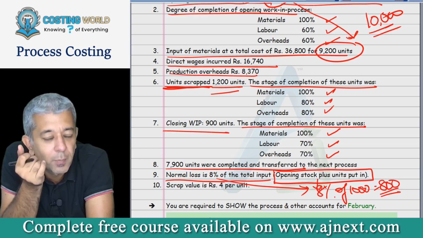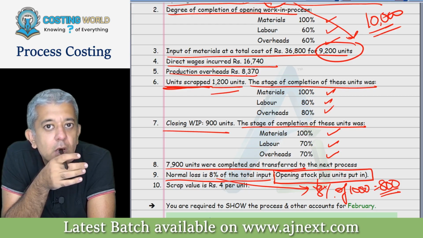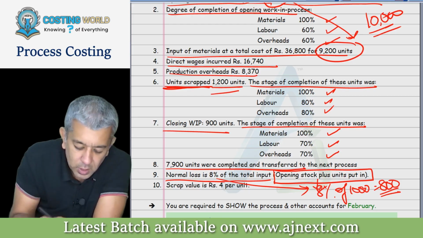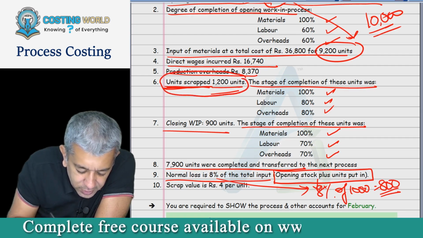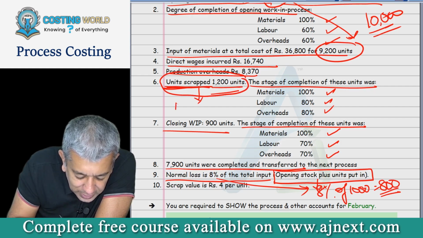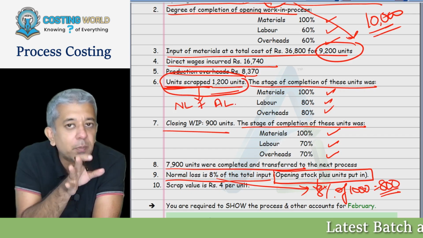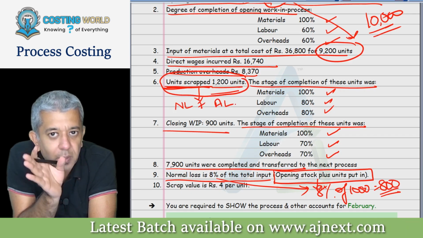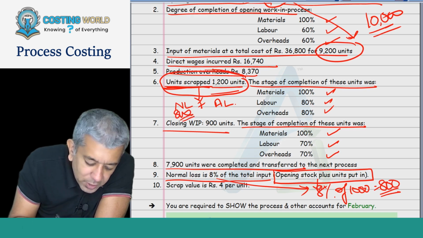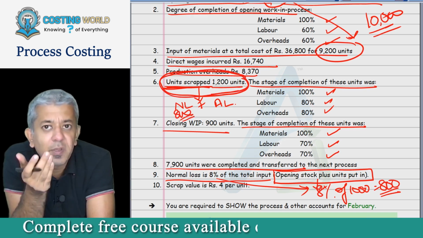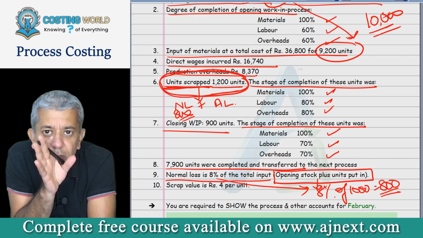Tell me, how did I come to know about that, without making the account also? Because the units scrapped are 1200. Units scrapped will either mean normal loss plus abnormal loss, or they will mean normal loss less abnormal gain. If normal loss is 800, but units scrapped are 1200, that means 400 units were scrapped more. So therefore, it will be a situation of abnormal loss, no?